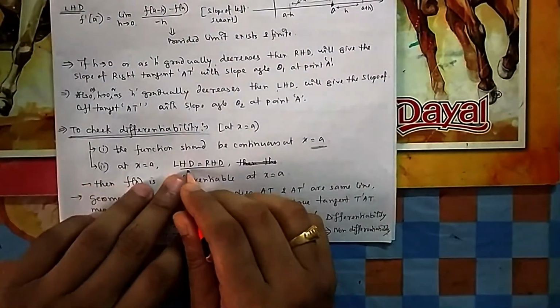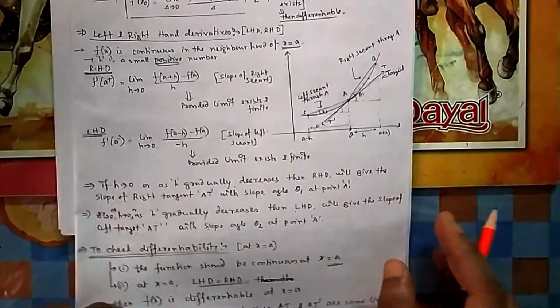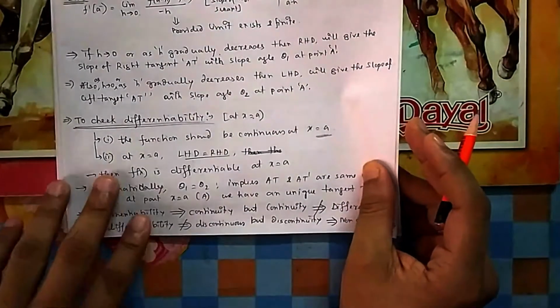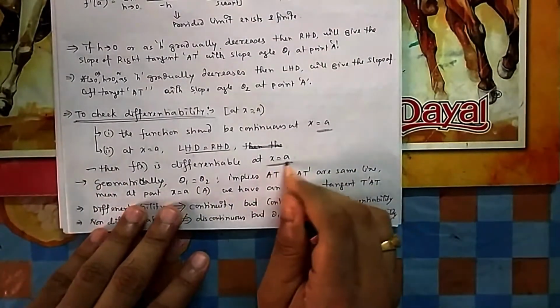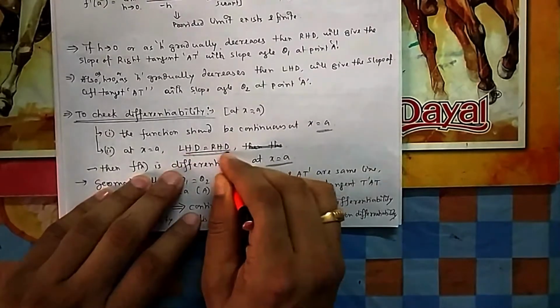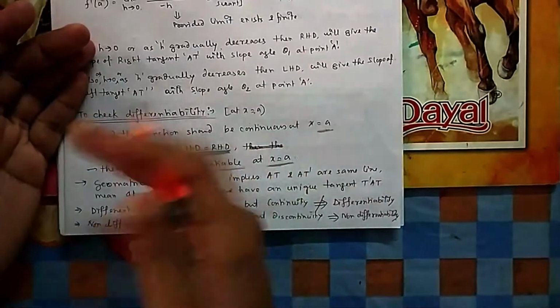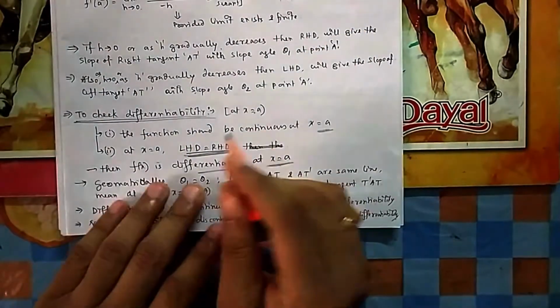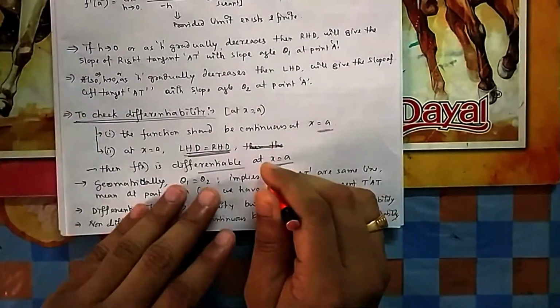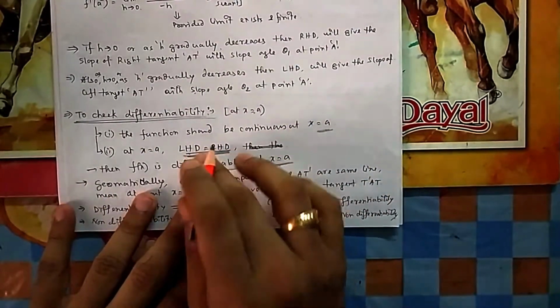Now at x equal to a, you calculate your LHD and RHD this way. If both are equal, then only you will say it is differentiable at x equal to a. So your LHD and RHD both should be equal. You calculate these two, and if they are equal, then like your LHL and RHL, we say the limit exists. Here also, if the limit exists, then only differentiation exists.